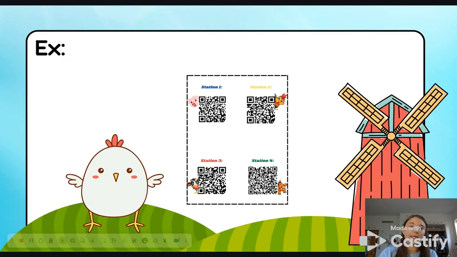And this was my example that I made. So on these QR codes, I had YouTube videos that were farm animals, and there was phonics practice, and I believe Station 4 was a worksheet that kind of applies everything.